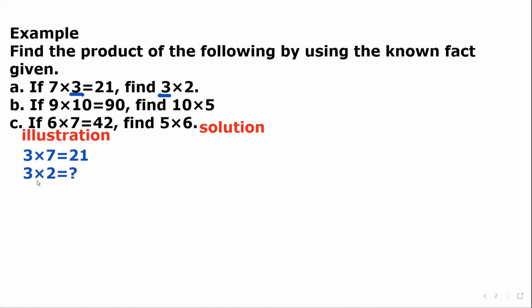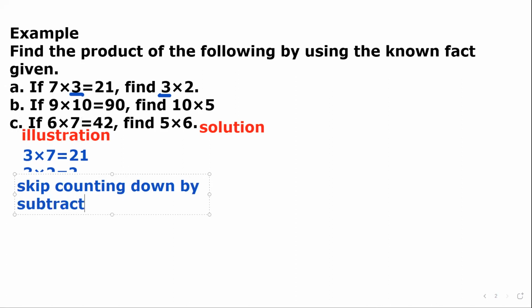Good. So here, let's try something. Skip counting down by subtracting the multiplier, which is the 3.